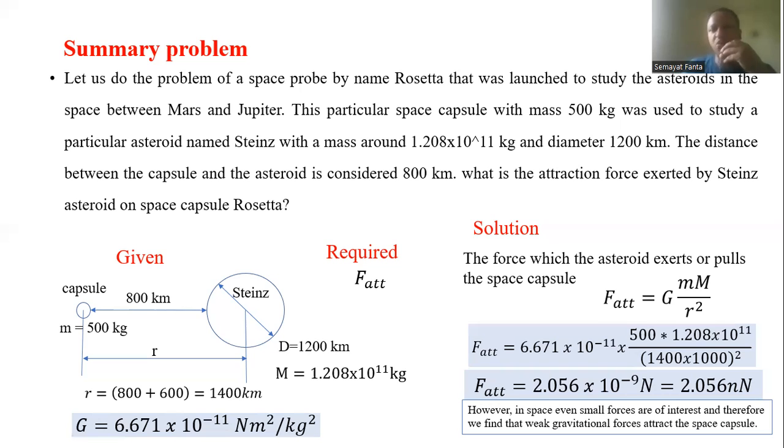most of the asteroids are having very big size. Look, for example, here, even if you consider this asteroid, 1,200 kilometer diameter means very big diameter.